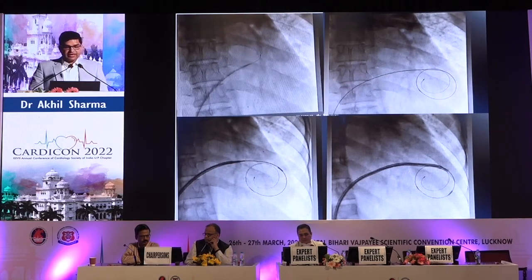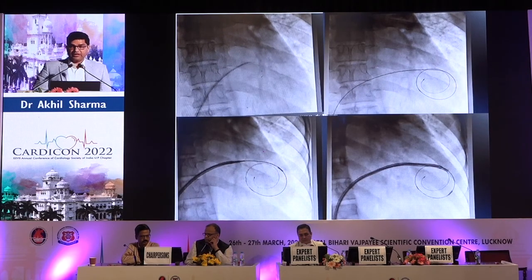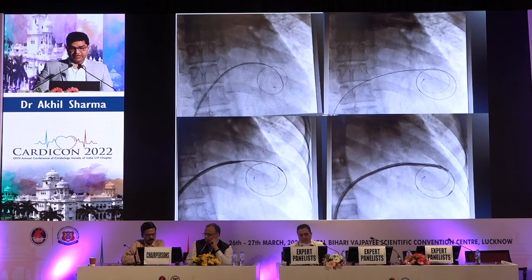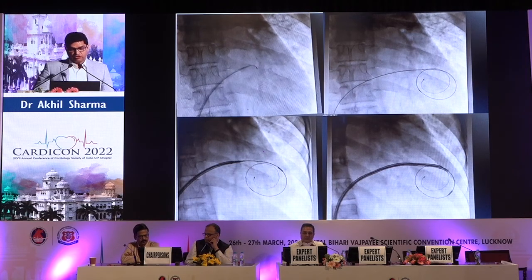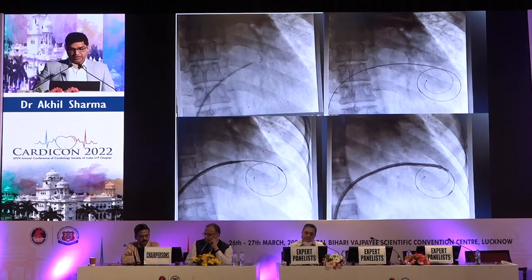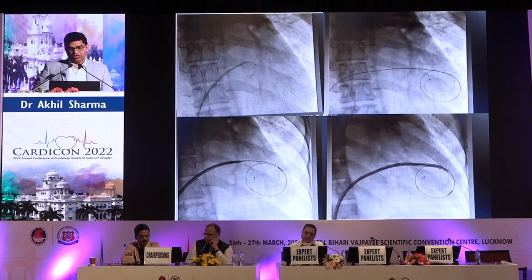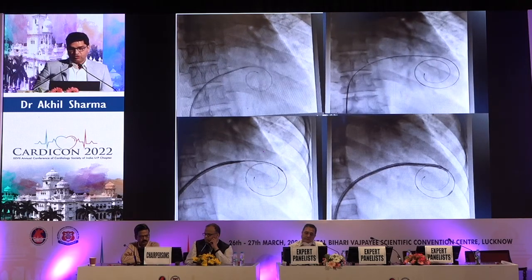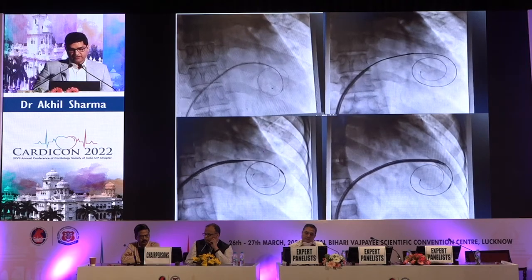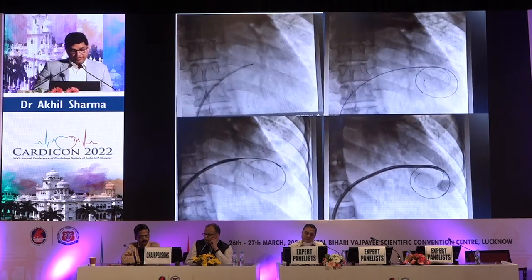So this is the case with an LA appendage clot which is protruding. We did this case after anticoagulation for 3 months, crossed the pigtail wire with the help of a Mullins sheath, took the balloon across and successfully dilated, and had a good result without any complication.